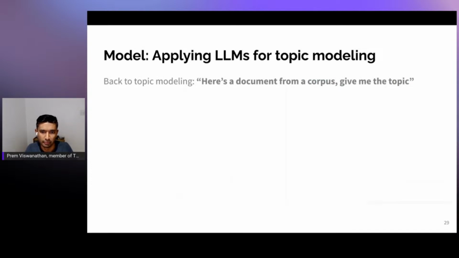So this is what I just explained. Back to this problem, we have a corpus of documents. Now give me the topic. When you have multiple documents, it's not really a prompt that you can send out to the model. So you're still stuck with, okay, how do I really solve this? Because when you use a prompt-based approach, the output is still text.